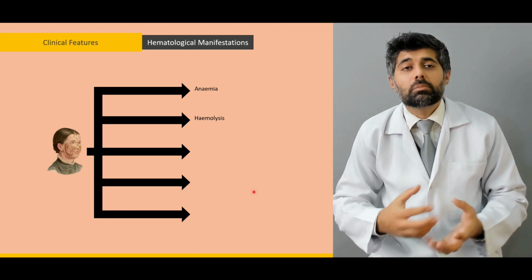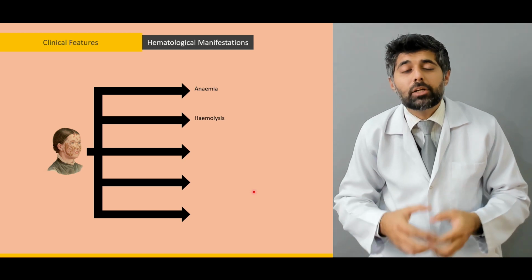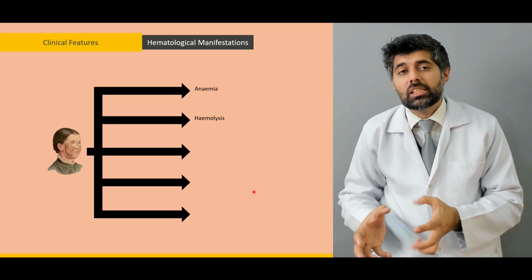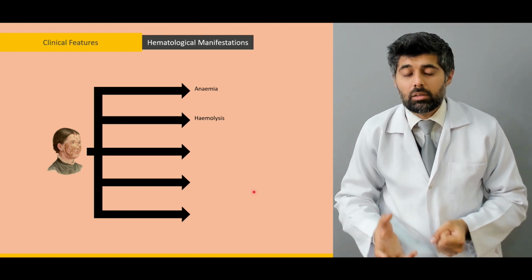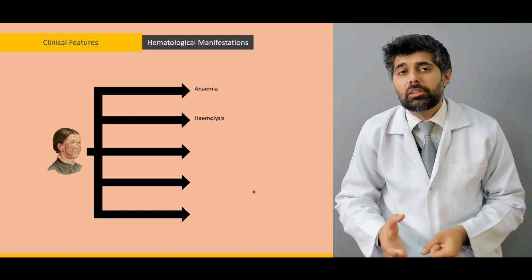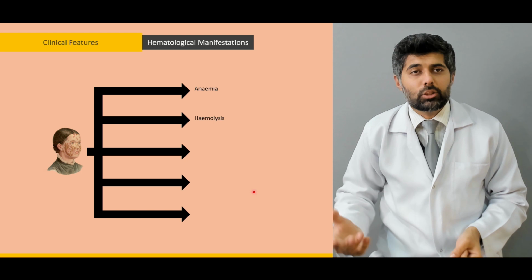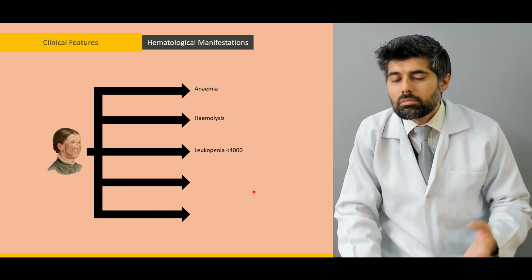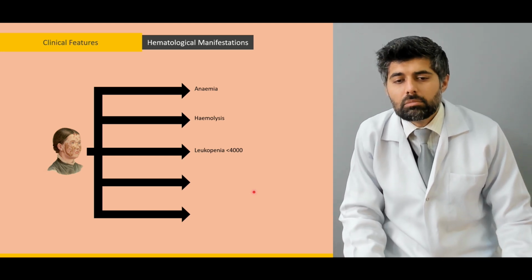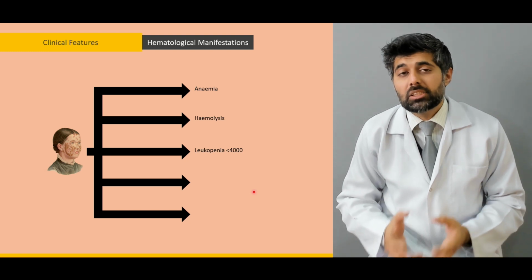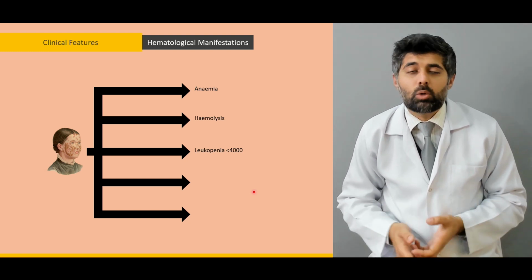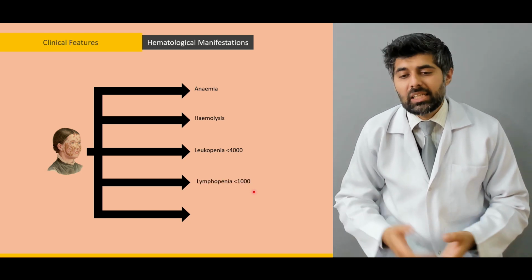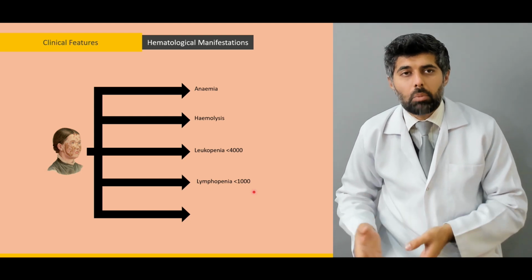Like I said, sometimes immune complexes can bind to RBCs, and when they bind to RBCs, due to the chronic nature of SLE, hemolysis can occur, and an unchecked hemolysis can result in prehepatic jaundice. So, this must be taken into consideration. Another manifestation is leukopenia, that is the reduced white blood cell count, usually less than 4,000 per microliter. Another is lymphopenia, that is less than 1,000 per microliter.